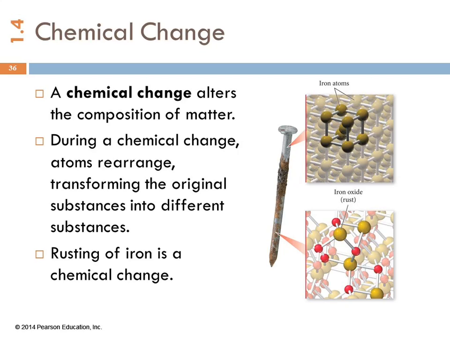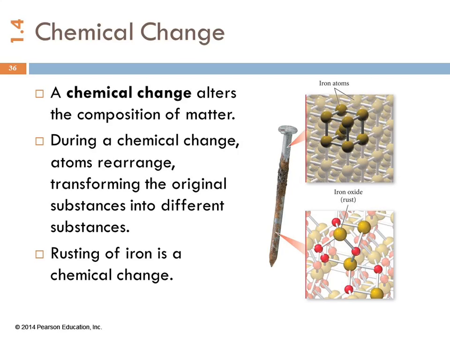a physical change. The other kind of change is a chemical change in which the individual molecules or atoms do change. So a chemical change alters the composition of the matter. So here we look at this nail, and the nail is made of iron. The iron forms a crystalline structure. We have a regular repeating pattern of iron atoms. When it rusts, now it is different. Oxygen atoms are incorporated into the structure of the iron, and it has changed.